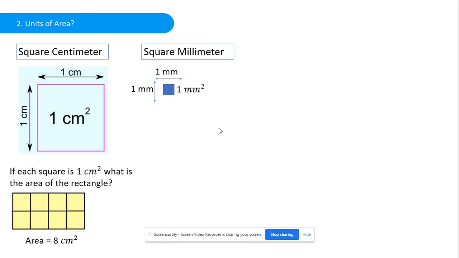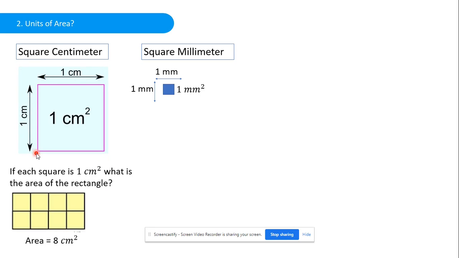This is a square made up by 1 millimetre and 1 millimetre. So this is 1 millimetre squared. Now, what we want to know is how can we convert between square centimetres and square millimetres? What is their relationship? Well, we already know that 1 centimetre is the same as 10 millimetres. So if we think about the 1 centimetre line, it will have 10 millimetres.